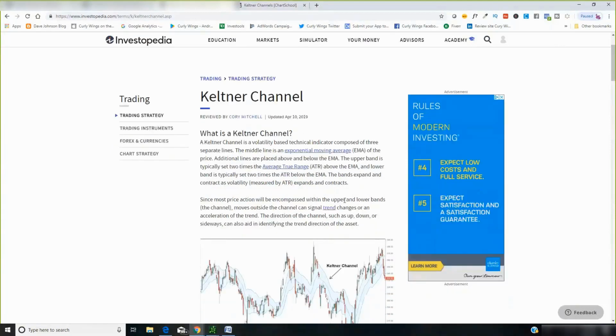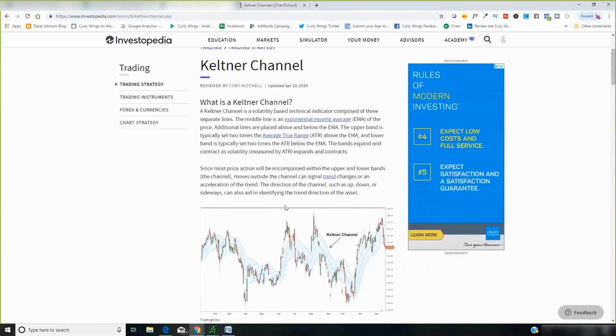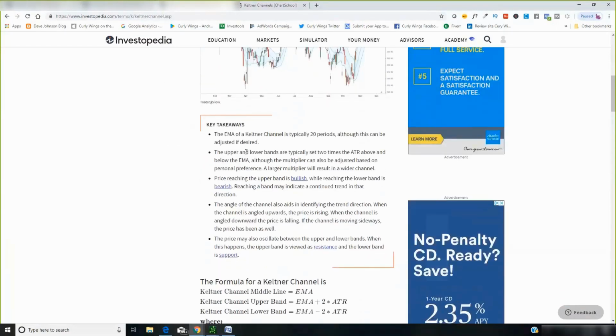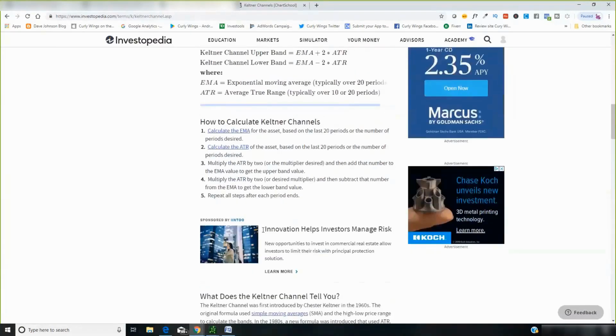This is more of a price type of indicator, okay? But it does have some volatility in it. Let me see. There's a good thing right here. The upper and lower bands, price is reaching the band. So it works very similar to the Bollinger Band.